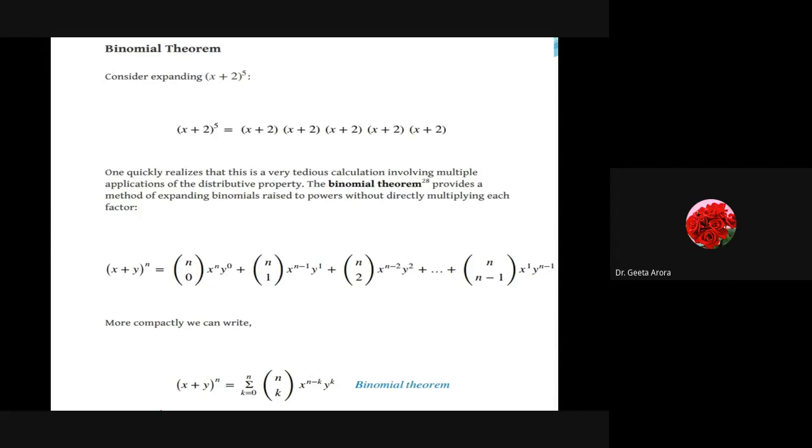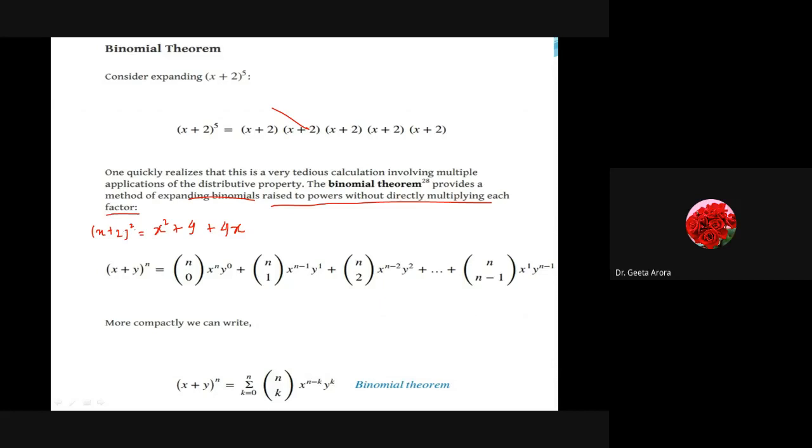Here we are saying binomial theorem. As you can see here, the binomial theorem provides a method of expanding a binomial raised to a power without directly multiplying each factor. Means if I talk about (x plus 2) squared, all of us remember the formula. (a plus b) squared means a squared plus b squared plus 2ab. If you remember, this is the formula.